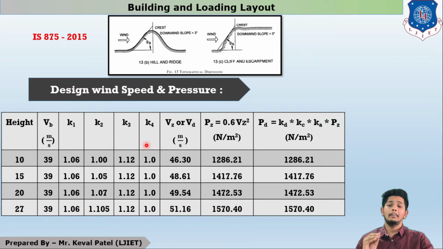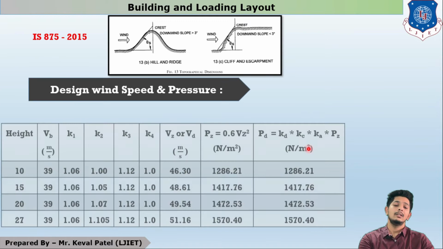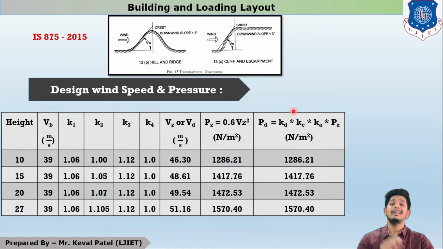These columns will be multiplied as Vb into K1 into K2 into K3 into K4, and we will have these values. According to heights, these values are different. Same way, Pz can be got as 0.6 into Vz square. So it will be a different value for all these stories obviously, and from that as well as Kd, Ka into Kc value, which is 1, 1 and 1, we will get Pd. Here Kd into Ka into Kc is 1.0.